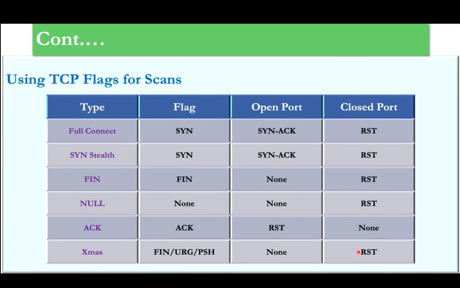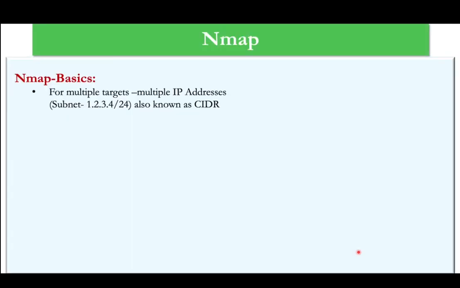Respond as RST. So this is the open port and closed port one, and how they are going to work. Okay, so next we'll talk about basic scanning. The Nmap basic scanning for multiple targets. If there are multiple targets, then multiple IP addresses are required.